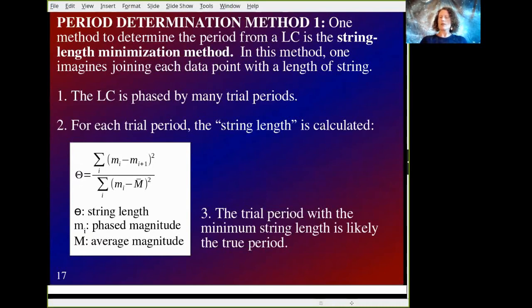So if you were doing an asteroid, you might do 1 hour, 1.1 hour, 1.2 hours, 1.3 hours, 1.4 hours, and so on. So you generate all these trial periods, and then you phase the light curve by each of those trial periods. So if you have 100 trial periods, you'll create 100 phase diagrams. And then for each of those trial periods and the phase plots that you have, you calculate the string length.